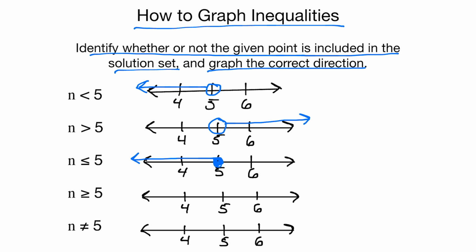n is greater than or equal to 5. So it can be equal to 5. So we're going to do a solid dot at 5 because 5 satisfies this inequality. And so do all the points to the right, greater than 5.